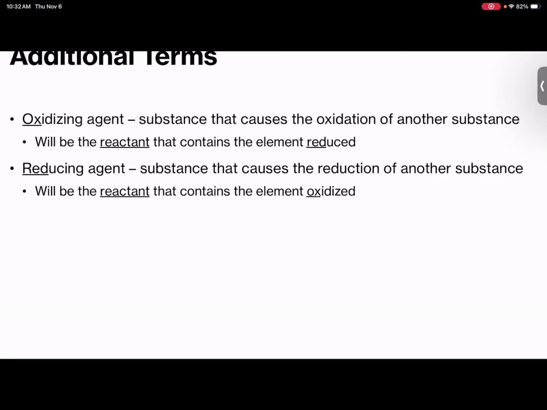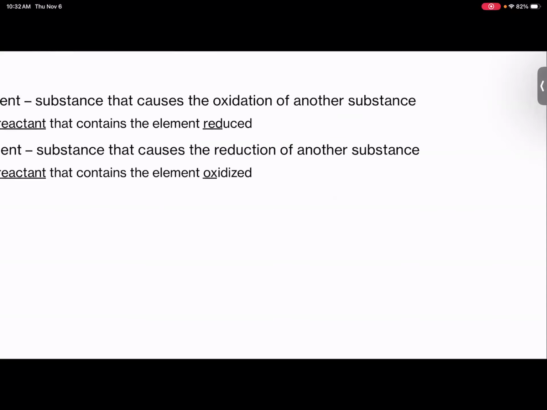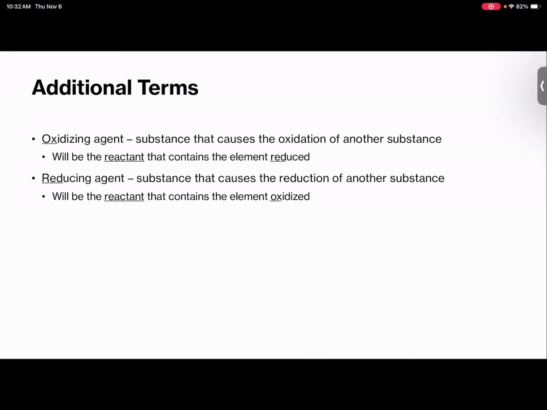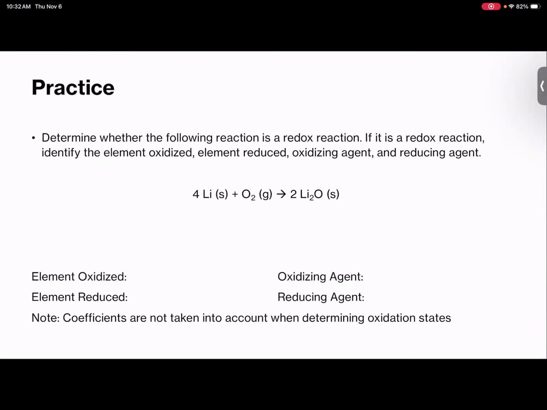For the reducing agent, it's going to contain the element that is oxidized. Again, redox. They go together. So if you can figure out the element oxidized and the element reduced using that number line, then you can figure out the reducing agent and the oxidizing agent. Let's look at an example of how to do this.